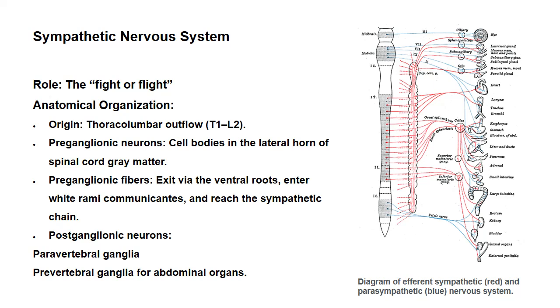Postganglionic neurons are present in the paravertebral ganglia, which form the sympathetic chain along the vertebral column, and in the prevertebral or collateral ganglia, for example, celiac, superior mesenteric, and inferior mesenteric for abdominal organs.